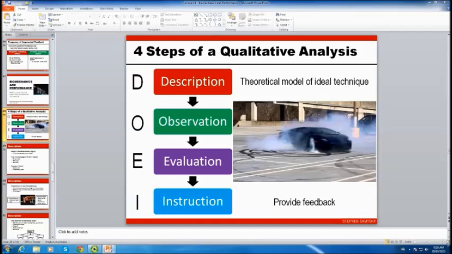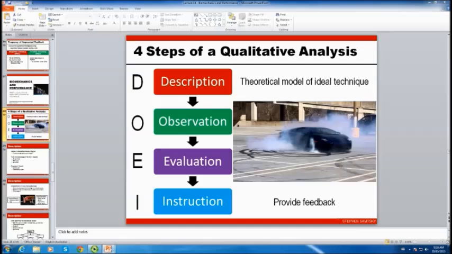There's four steps. Description, observation, evaluation, and instruction. These four, we line up, one by one, tick them off, and at the end of this cycle, we should see improvement. Description is us describing the ultimate goal, the end goal, how we would want to see that skill in perfection. What do we want that skill to look like, a gold standard?